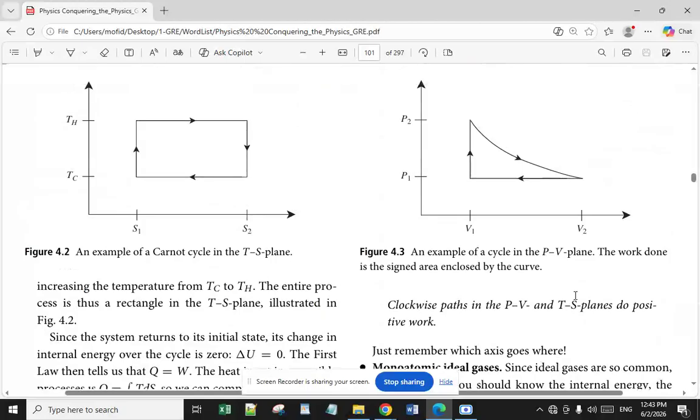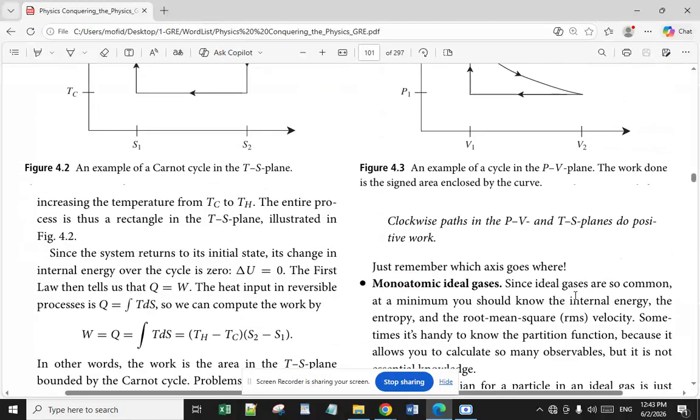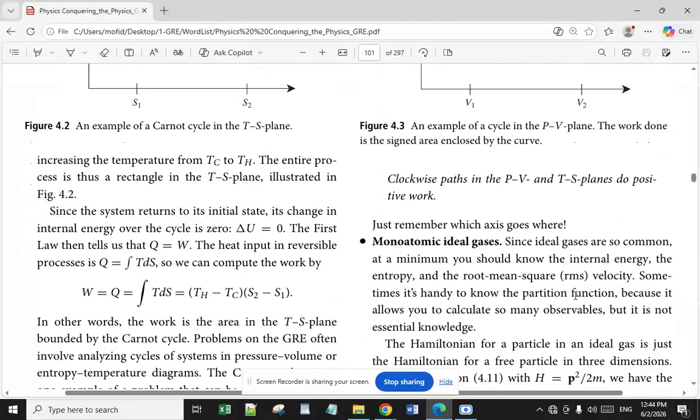So both figure 4.2 and figure 4.3, because they are clockwise paths, are doing positive work. The left side, figure 4.2, is a rectangle. On the right side we have a triangle. For a circle in the PV plane, the work is the signed area enclosed by the curve. Just remember which axis goes where.